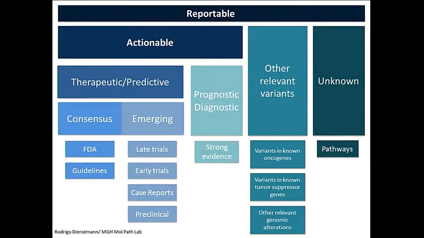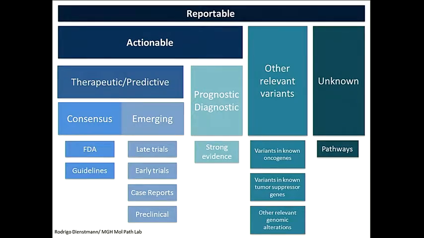Rodrigo Dienstmann, who was a fellow in the lab, put together this for us, which to me was really, really helpful in how we think about, in the clinical lab, how do we report and how do we organize our thoughts for clinicians. And so overriding this is what is reportable. Underneath that are actionable targets, other relevant variants, and then unknown. Unknown is really easy, right? That's easy for us. We can just dump unknown into there. And consensus is really easy. Everything else in the middle is really hard, and emerging is really where we're struggling.